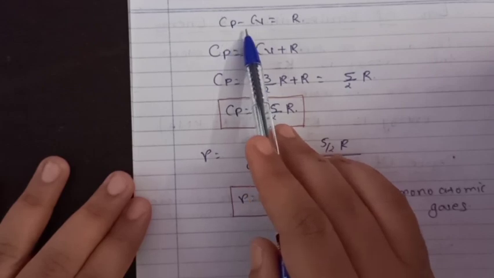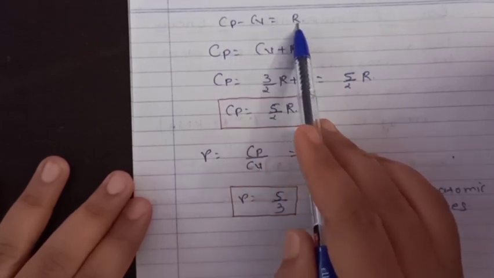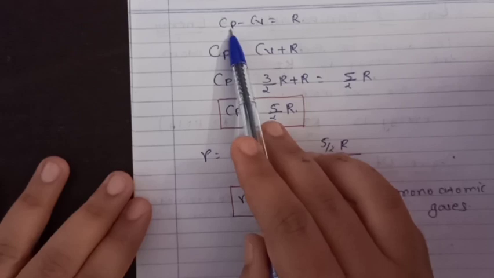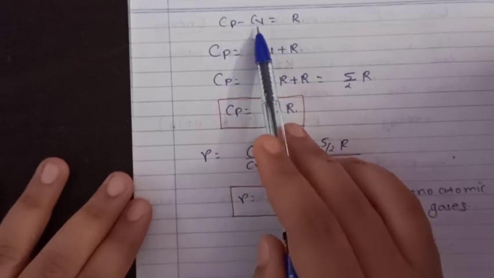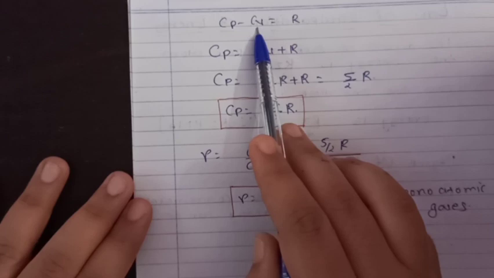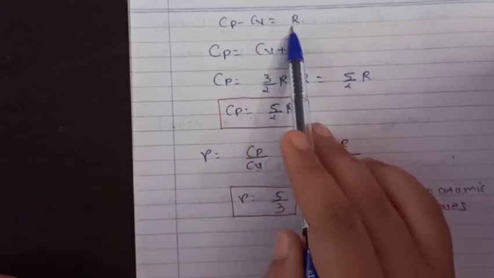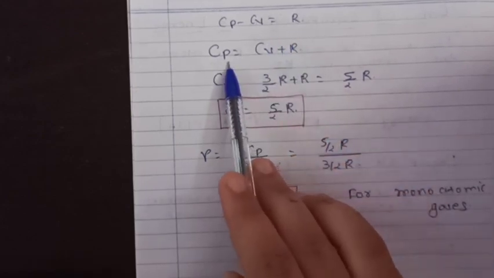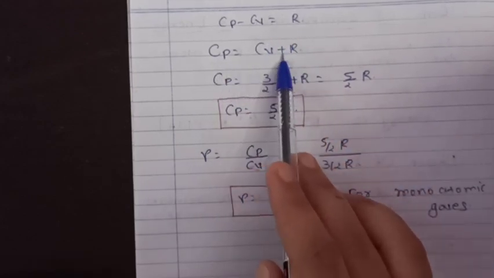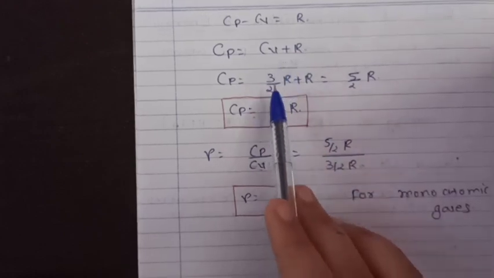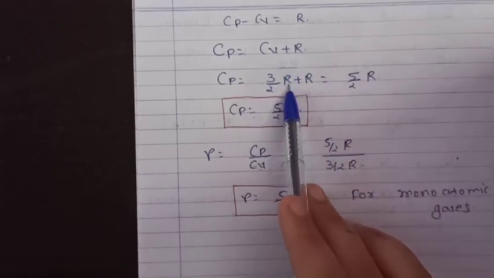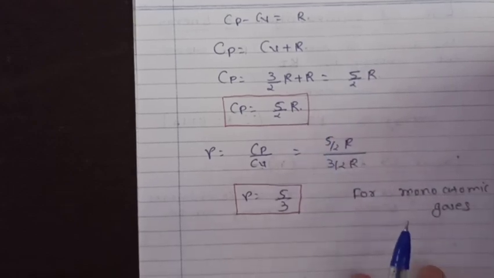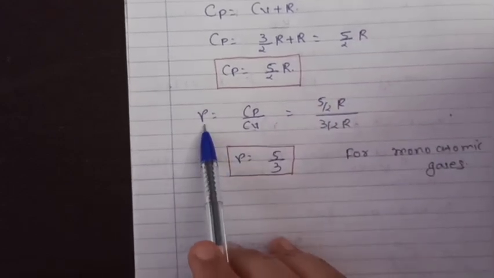Now Cp minus Cv is equal to R. Here Cp is the specific heat at constant pressure, Cv is the specific heat at constant volume, and R is the universal gas constant. From this we can write Cp is equal to Cv plus R. We have just found the value of Cv as 3 by 2 R, so Cp will be 5 by 2 R.